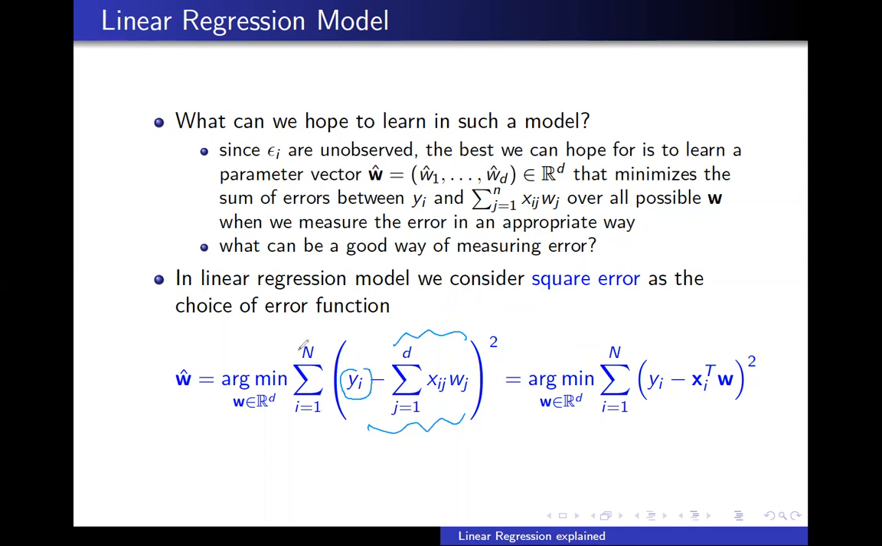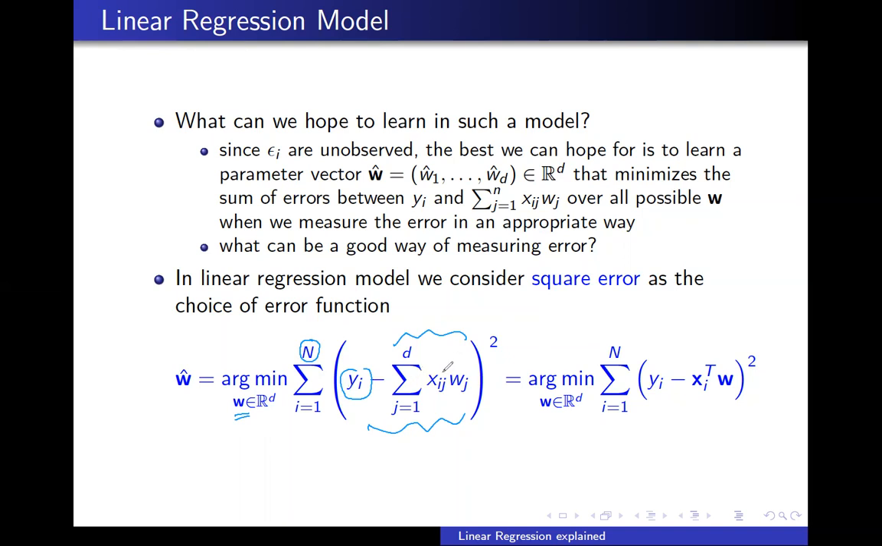And then if you sum over all possible n data points that you have in your training set, this will be nothing but the sum square error. And what we want to minimize, since x and y's are fixed given your training data set, is a function of W, and we want to minimize over all possible W's.